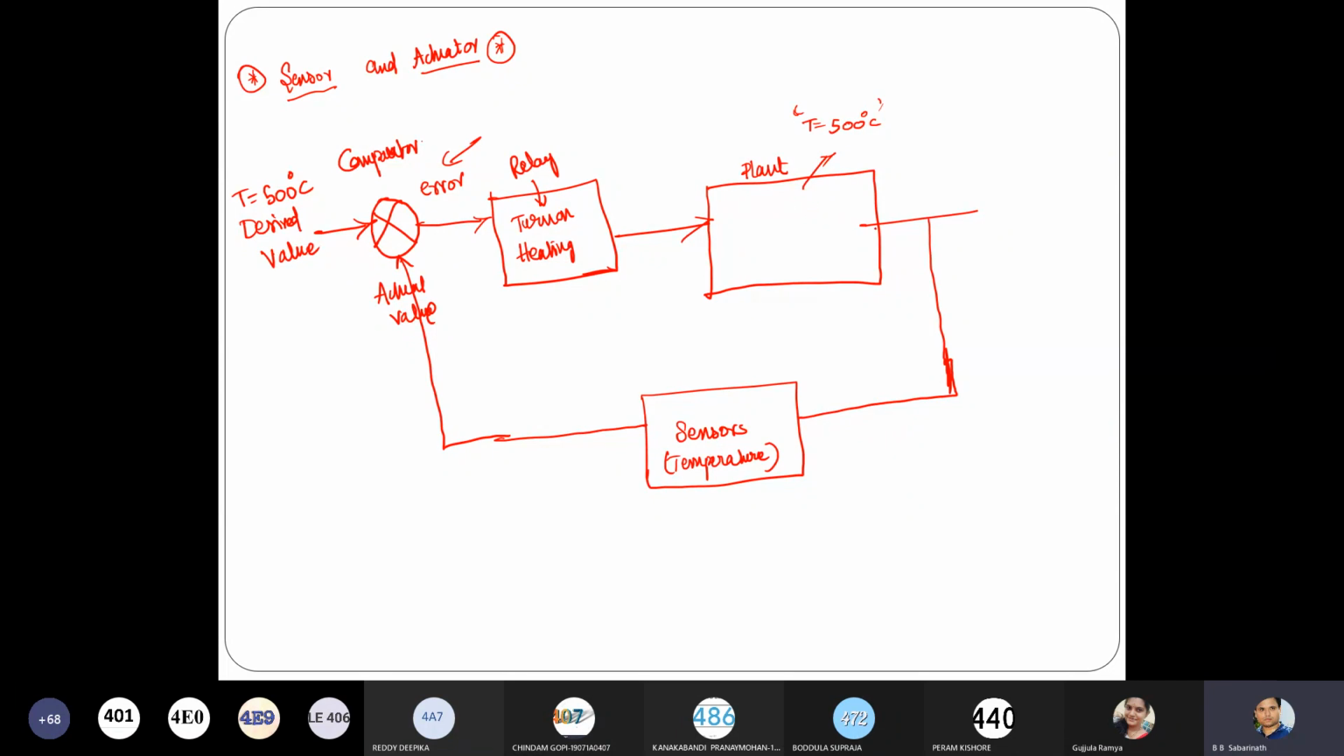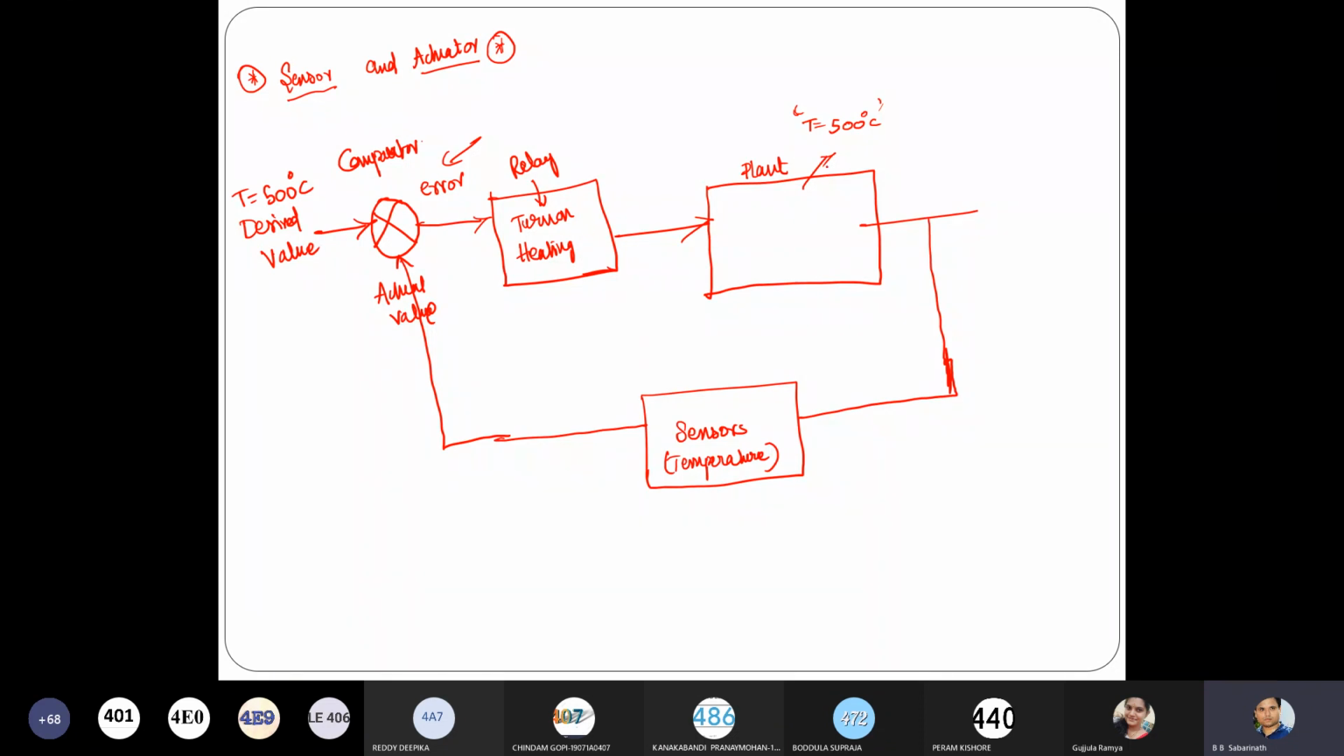So this is what the control system does. If we want to maintain a temperature of 500 degrees centigrade, we are sensing that 500 degrees centigrade. If it is not equal to 500 degrees centigrade, we'll get an error. If we get an error, it will turn on the heater, so that the temperature will rise to 500. If the actual value is equal to the desired value, like 500 degrees centigrade, the error will be 0. Whenever the error is 0, this mechanism needs to be off.